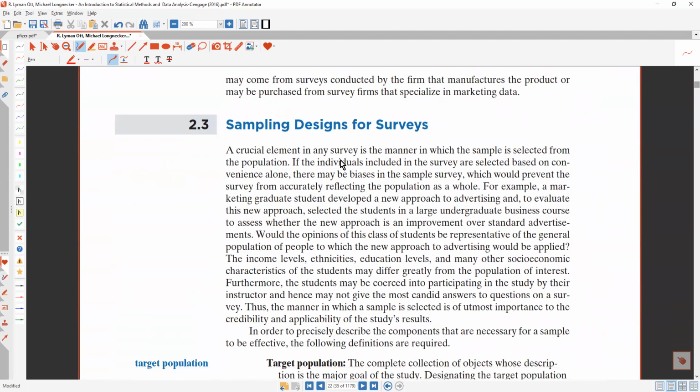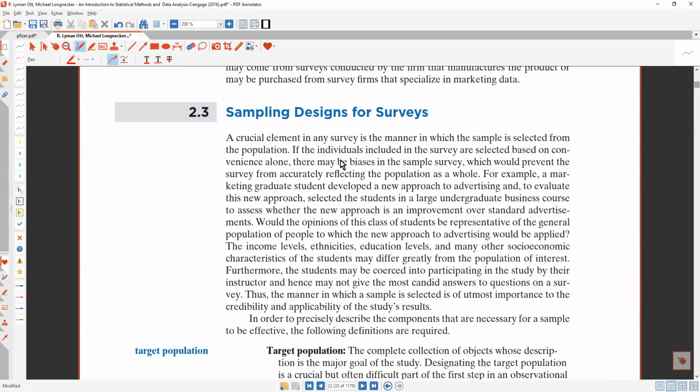Okay, let's talk a little bit about sampling designs for surveys. Now, what's a survey? Well, a survey is a method of data collection. So you'd like to find out something about your population, and there's the population right here. That's the group of individuals that you're interested in studying.